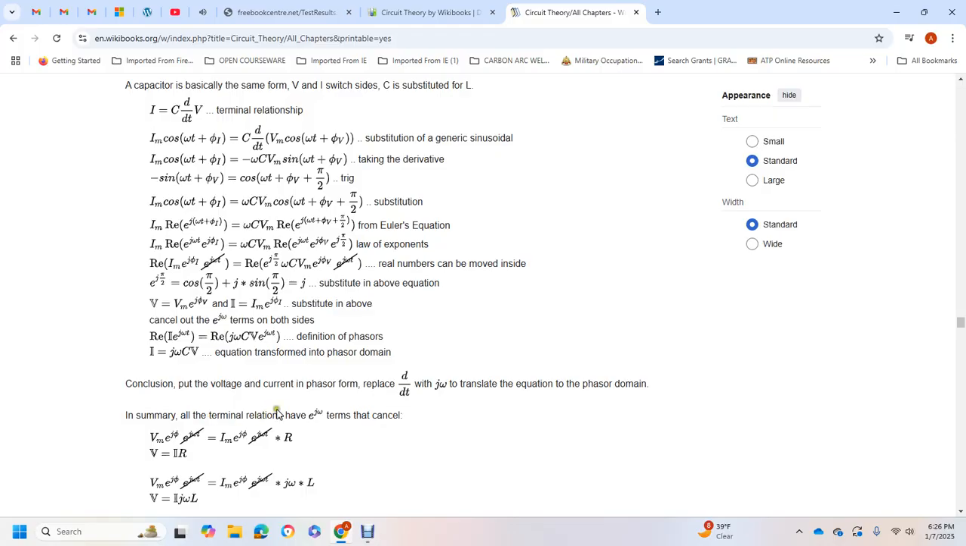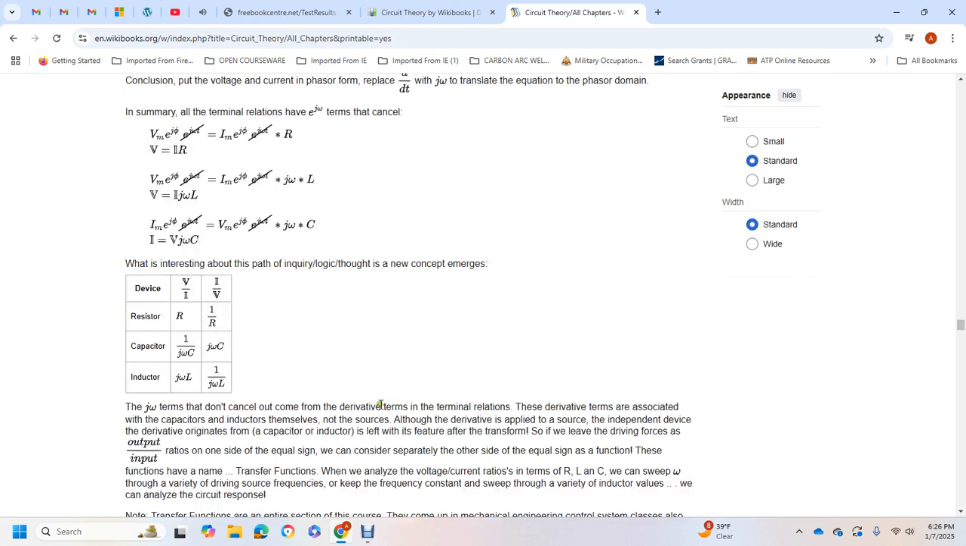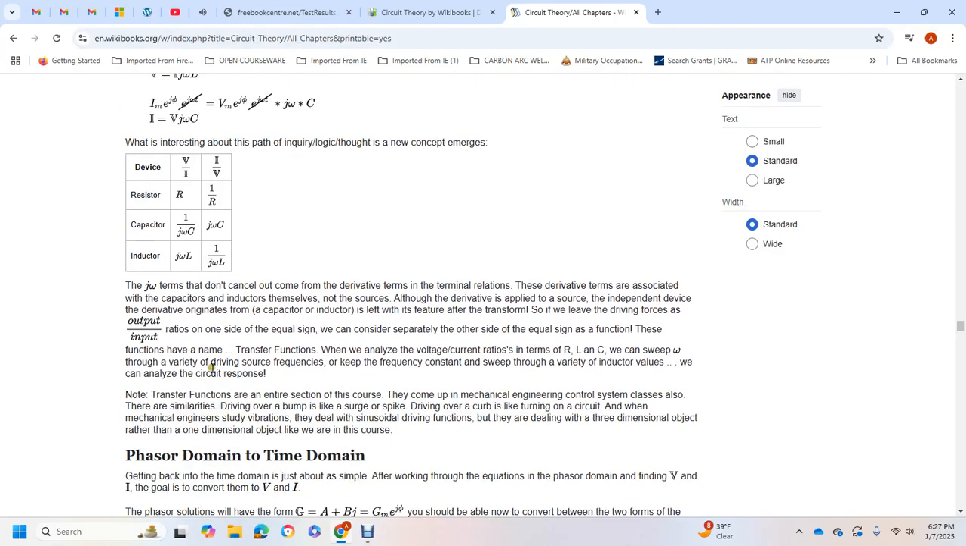Summary of all the terminal relations: the number of electrons junction wave terms is cancelled. Interesting about the path of the inquiry, the logic of thought with a new concept that merges devices: voltage over amp, over the voltage, resistance R, 1 over the resistance of the capacitor, 1 over jωC for the capacitor, jωL for the inductor, 1 over jωL for the inductance. jω determines the cancelling of the derivative in the terminal relations for the terms associated with the capacitor and the inductors themselves.